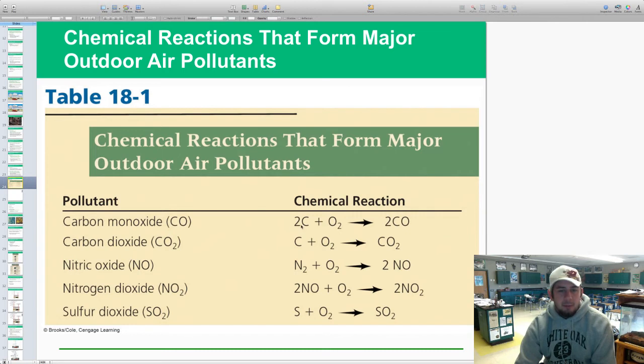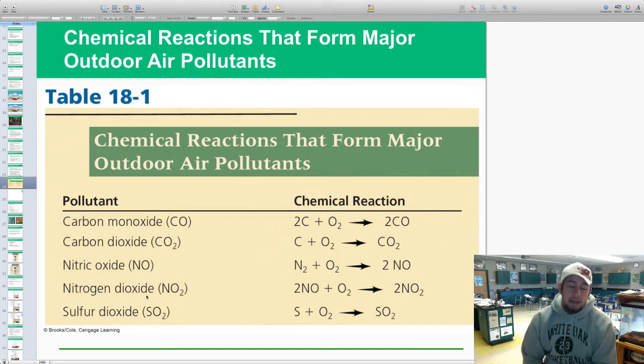They're all combination reactions, and we have two molecules of carbon plus 1 molecule of O2 since it's a diatomic element, and you get 2 CO, or carbon monoxide molecules. For carbon dioxide, it's a carbon atom as well as oxygen in its diatomic state, and it recombines to make CO2.